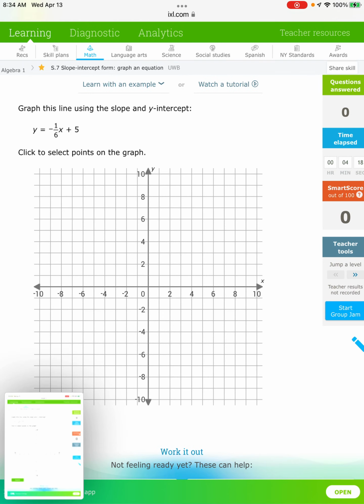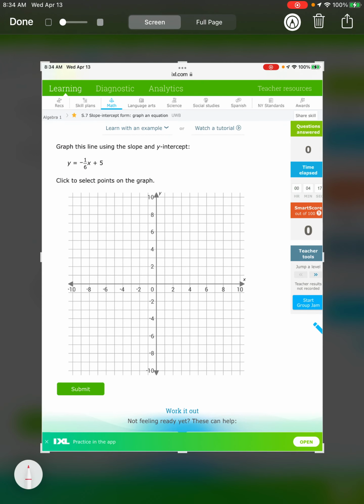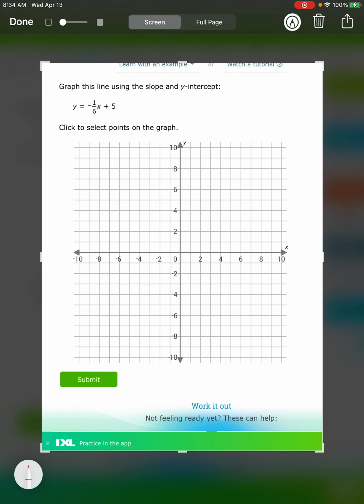All right, so here, the first one is y equals negative 1 over 6x plus 5. The slope is negative 1 over 6. The y-intercept is 5. So you always start by going to the y-axis because it's the y-intercept, and you're going to put your first point there. This is a positive 5, so I'm going to start there. Now, I need to find another point, and I'm going to use the slope. The slope is negative 1 over 6, so I'm going to rise a negative 1 and run 6. So I'm going to go down 1, and then I'm going to run 6.